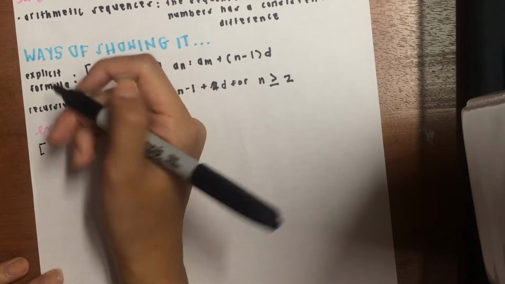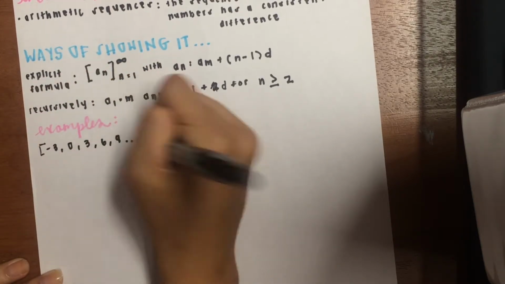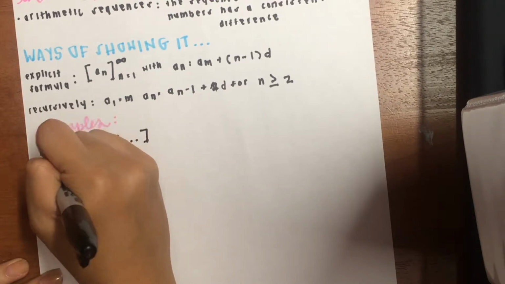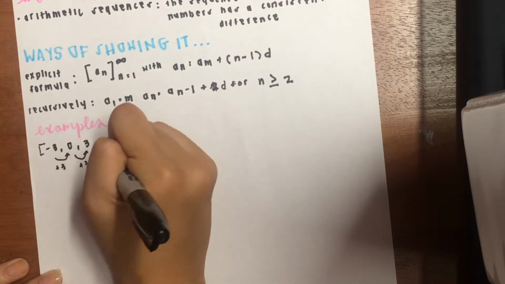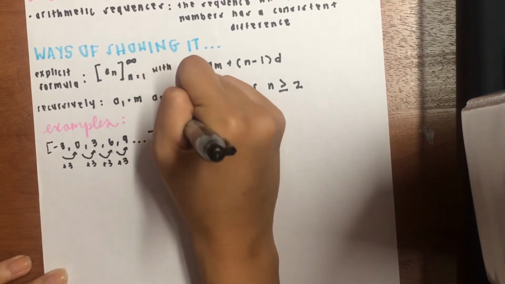For our first example, the sequence is -3, 0, 3, 6, and 9. We can tell that from -3 to 0 is adding 3, 0 to 3 is adding 3, and it continues on. So this is an arithmetic sequence.